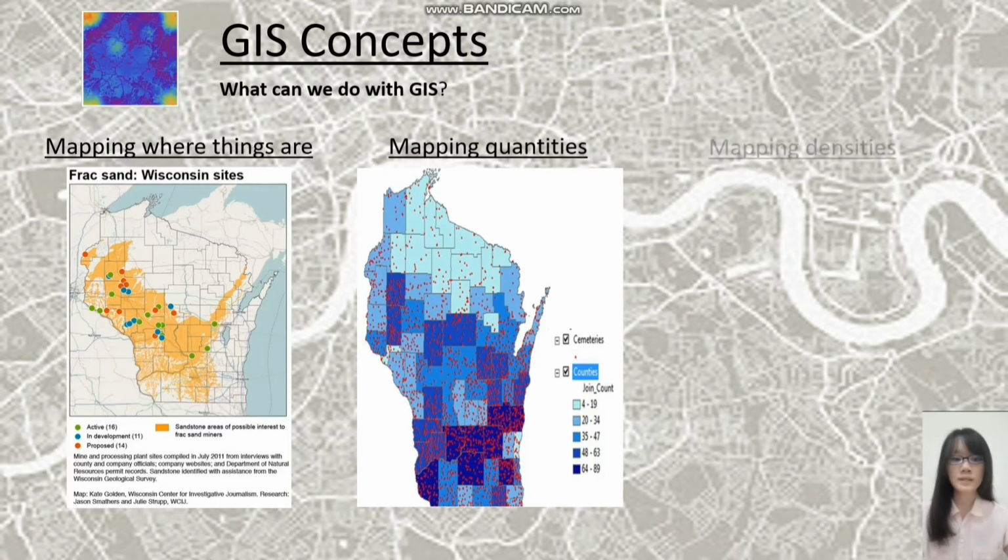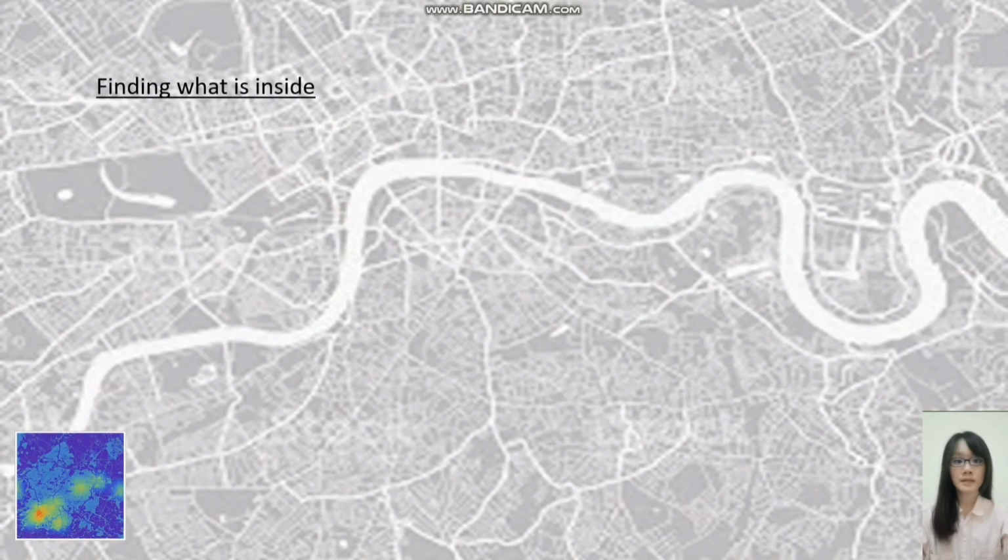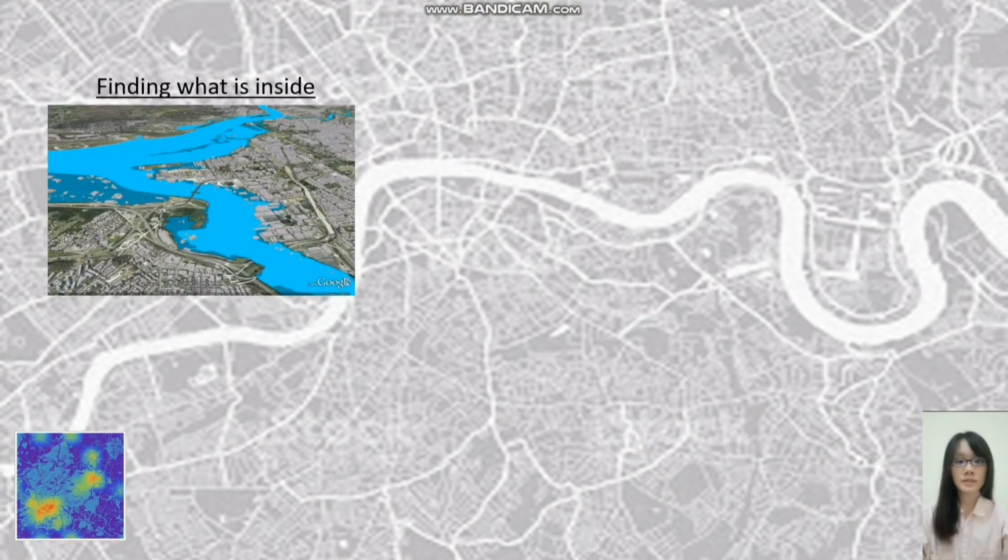The third one is mapping density. Sometimes it is more important to map concentration, or a quantity normalized by area or total number. Number 4 is finding what is inside. We can use GIS to determine what is happening or what features are located inside a specific area or region. We can determine the characteristics of inside by creating specific criteria to define an area of interest.